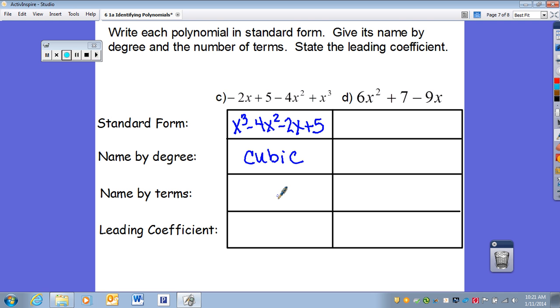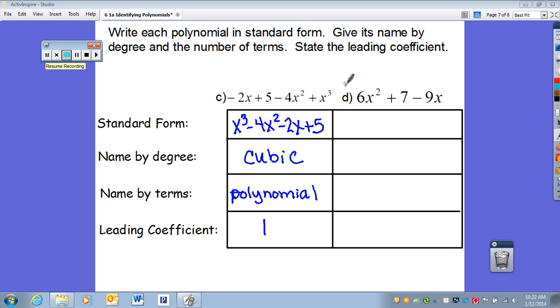If we want to name this by the number of terms, we count how many terms there are, which are units joined by addition or subtraction. So we have 1, 2, 3, 4 of them. Since there are 4 and 4 or more terms, we will classify as a polynomial. The leading coefficient is the number out front of our polynomial when it's written in standard form. In this case, we don't see a number, so we understand it to be 1.